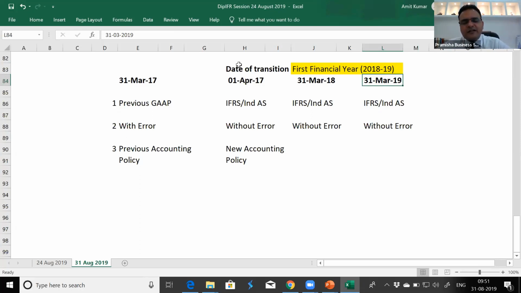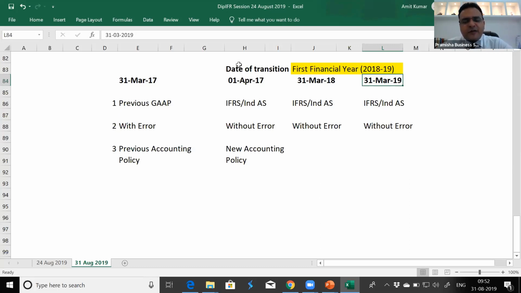Sometimes there will be transitional standards which will say that the transitional provisions apply from financial year 1st April 2018, which means that the first balance sheet will be of 31st March 19, or the date of transition for this transition is applicable from 1st April 17. It is one and the same thing. If the date of transition is mentioned as 1st April 17, then also we need to present the first balance sheet of 31st March 19.